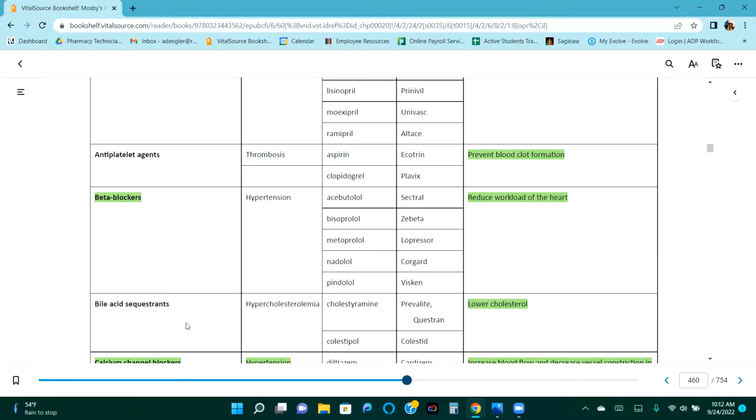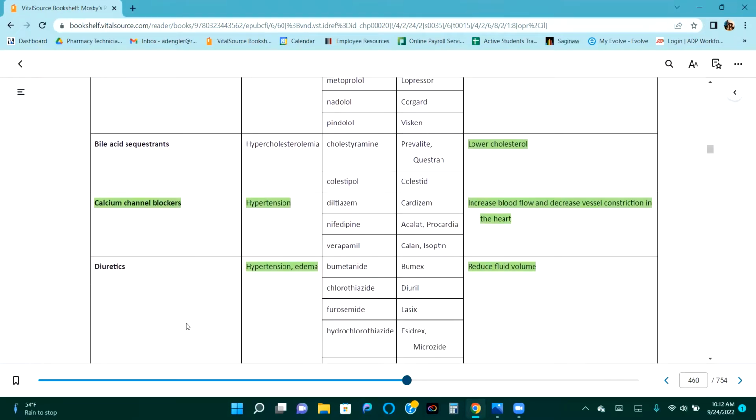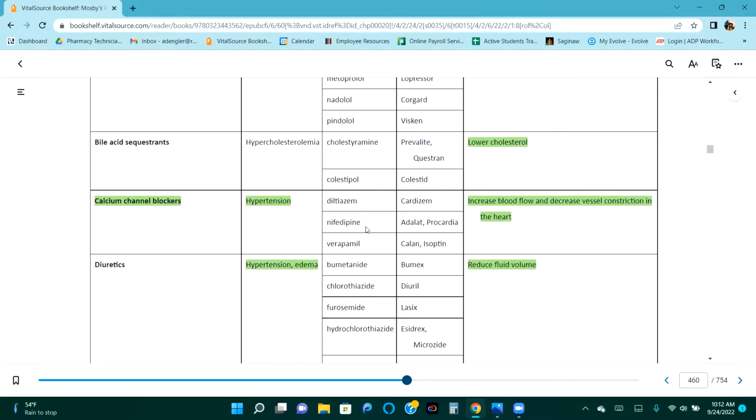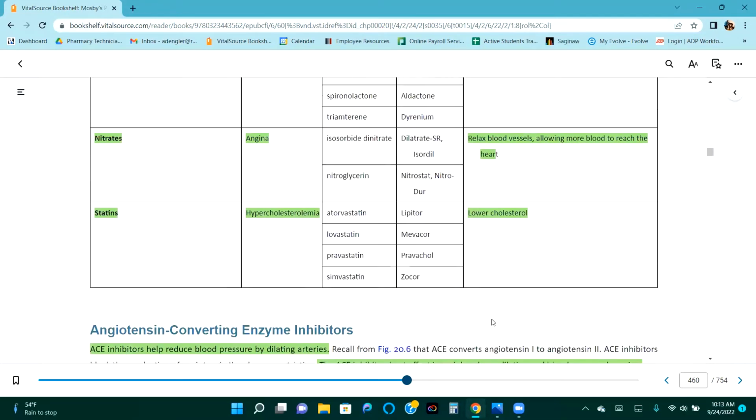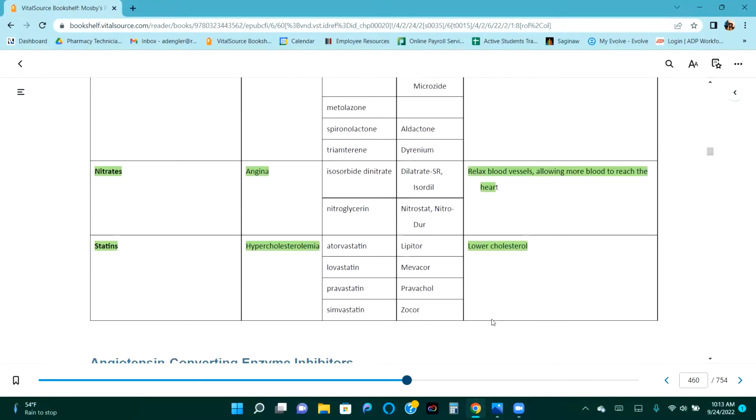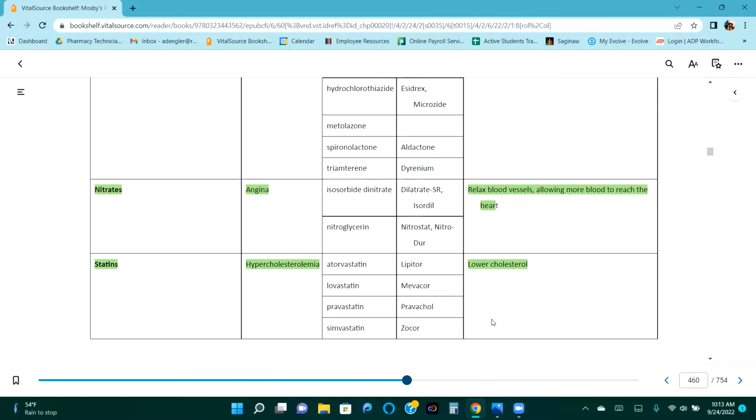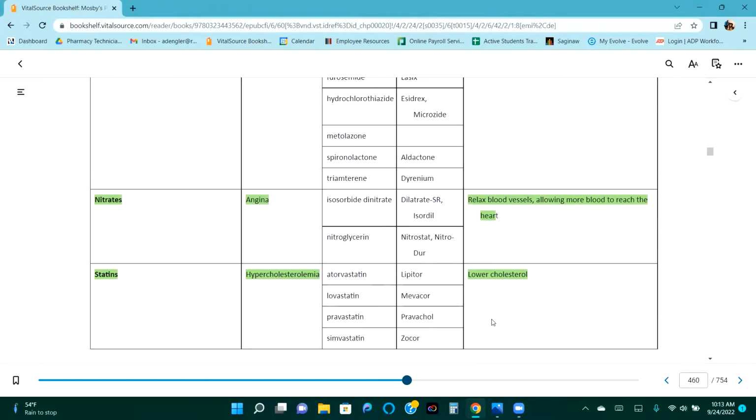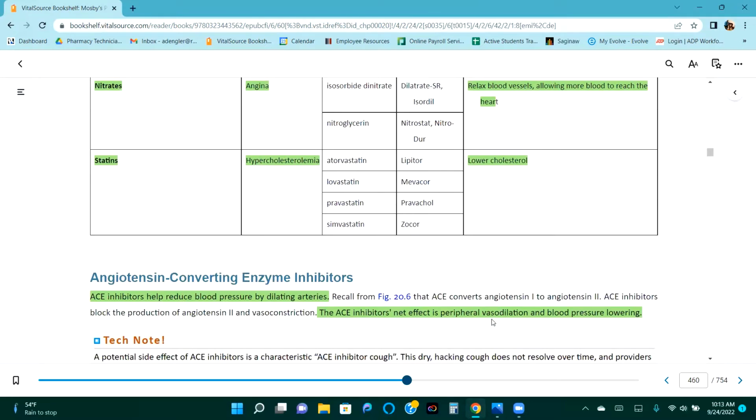Bile acid sequestrants lower cholesterol. We have Prevalite, Questran, Colestid. We have calcium channel blockers for hypertension, diuretics for hypertension and edema that reduce fluid volume, and angina treatment. So nitrates, they relax blood vessels, allowing more blood to reach the heart.